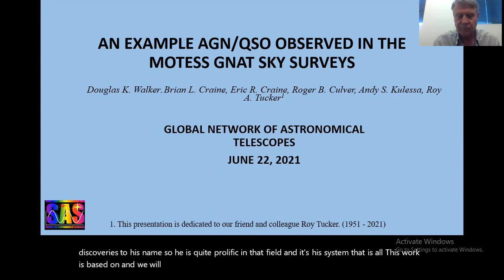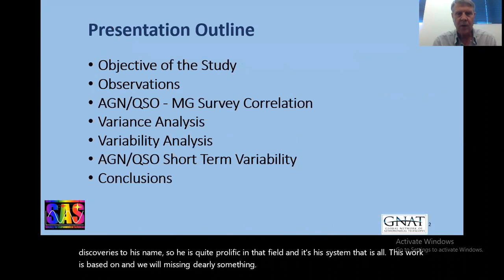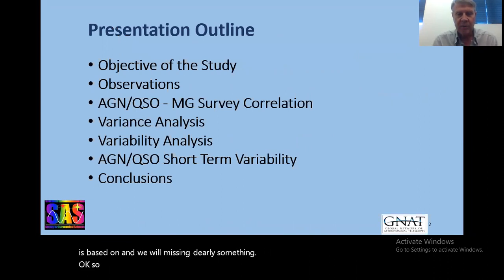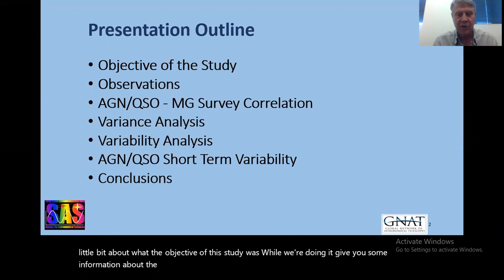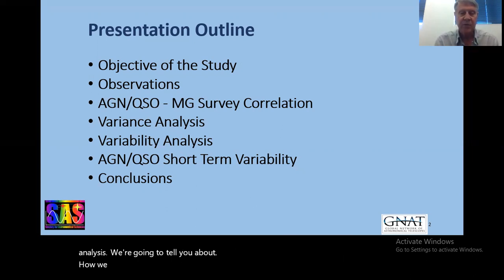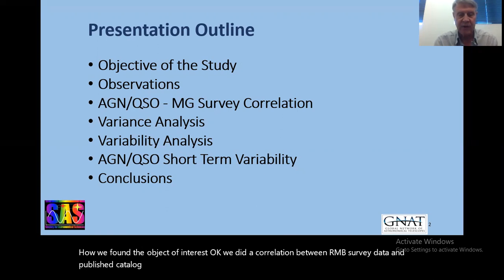Okay, so what we're going to talk about today as we work through this presentation: first, a little bit about what the objective of this study was and why we're doing it, and some information about the observations we actually used from the MOTES system to do our initial analysis. We're going to tell you how we found the object of interest. We did a correlation between our MG survey data and some published catalog data, so I'll describe that.